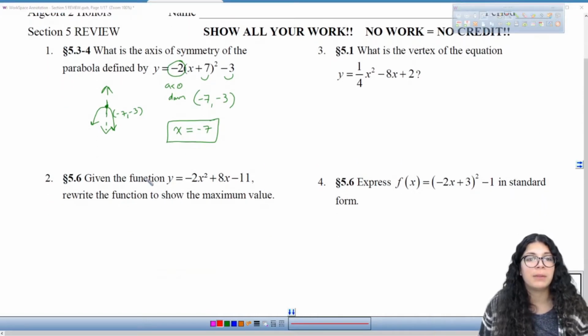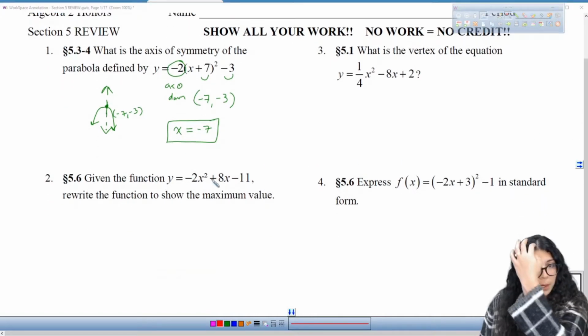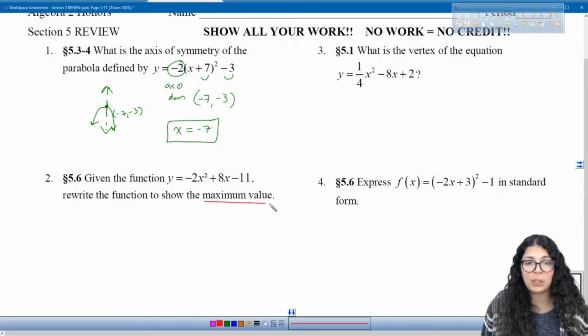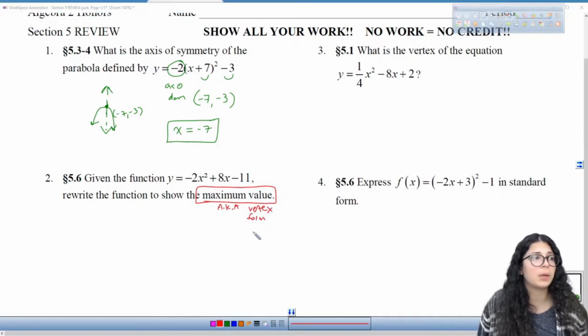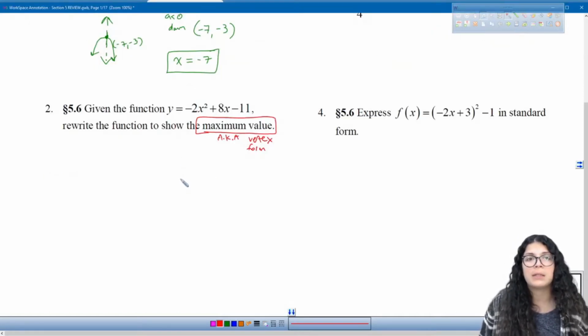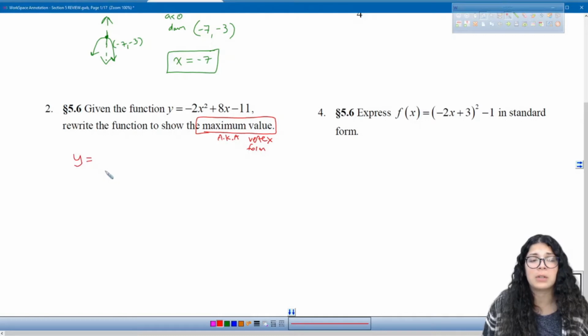So on number 2, given the function y equals -2x squared plus 8x minus 11, we want to rewrite the function to show the maximum value. So the maximum value is actually the vertex, right? It's the y value of the vertex. So writing it as the maximum value, in other words, is just writing it so that you can see the vertex. Okay, so write it in vertex form. You can actually do this in one of two ways. You can either complete the square, or you can use the formula -b/2a to find the h of the vertex and then plug it in to find k. I think just completing the square is much easier, so I will do that.